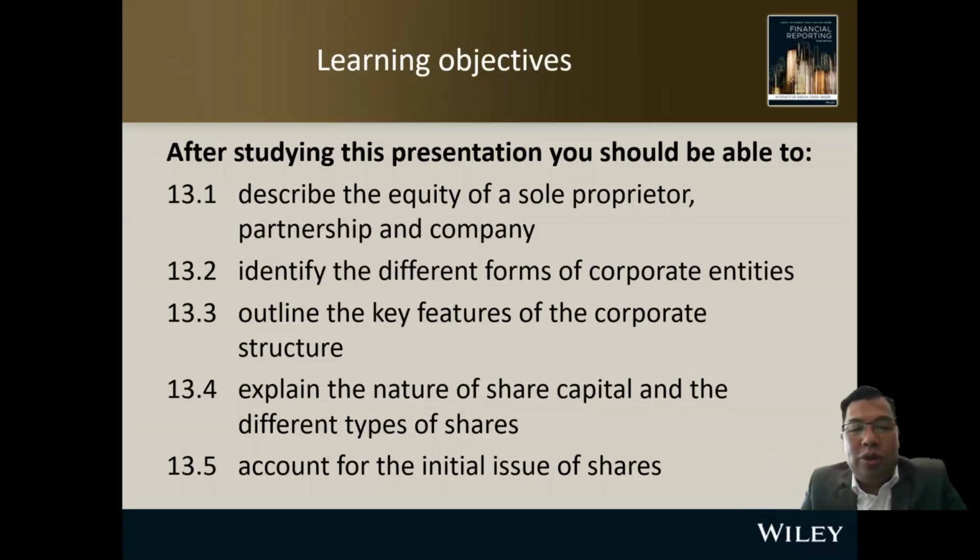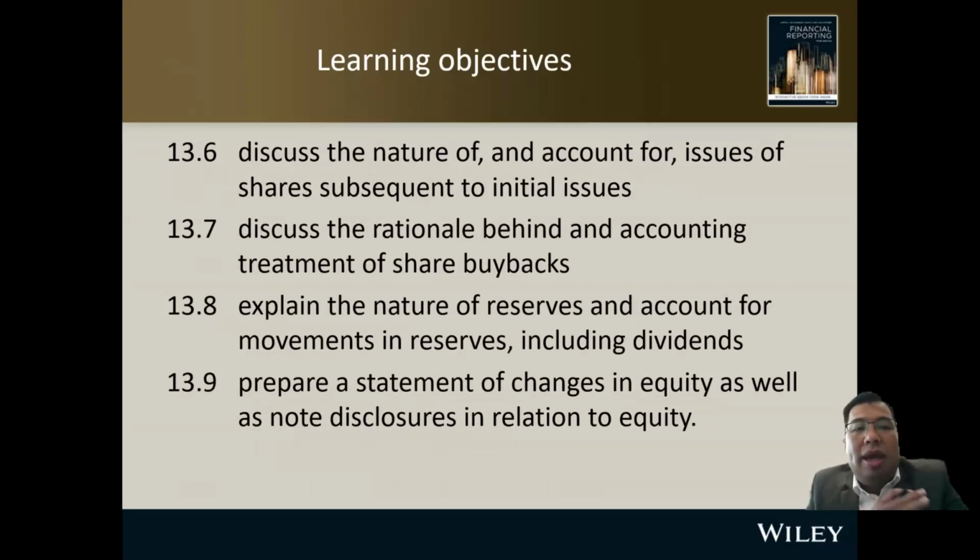Then I'm going to show you how to account for the initial issue of shares, what the journal entries are, and how to record that. We're going to do one exercise on this, and then discuss the nature of accounting for issues of shares subsequent to the initial issue. After the company issues shares, maybe they have other ways, for example, bonus issue, rights issue, dividend. So how are we going to account for these transactions? Then discuss the rationale behind and accounting treatment of share buyback.